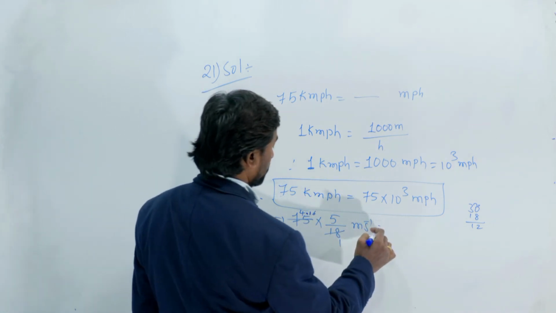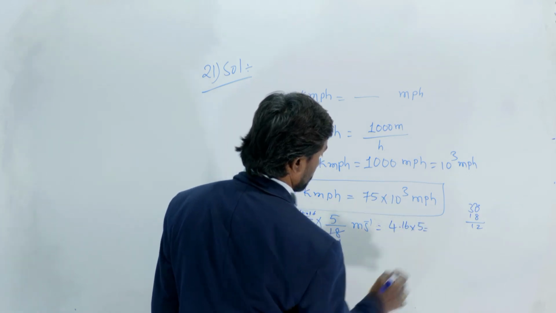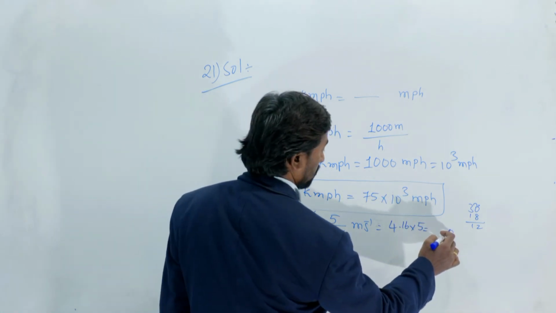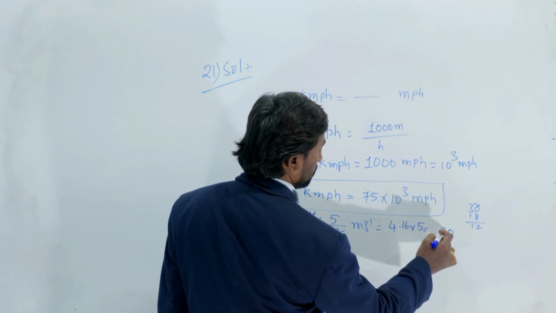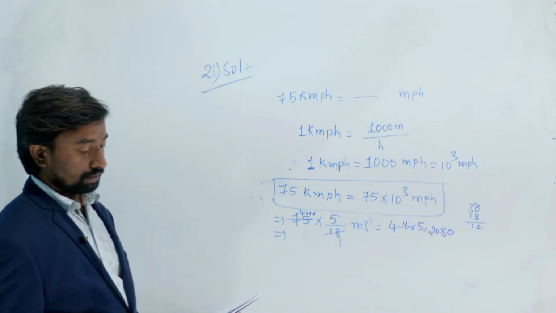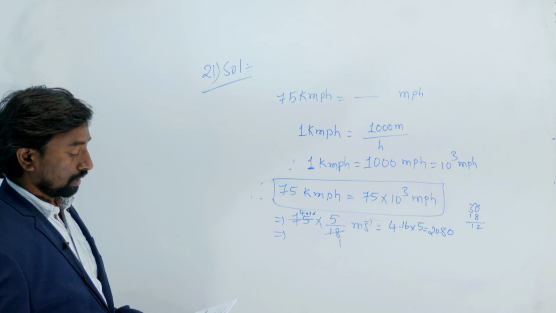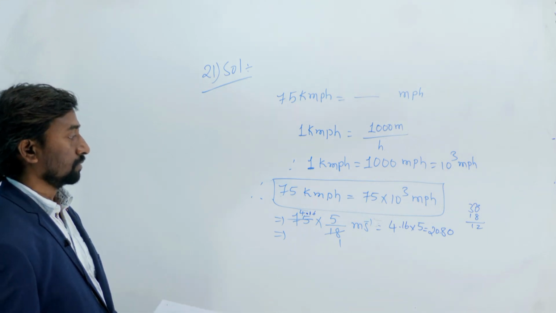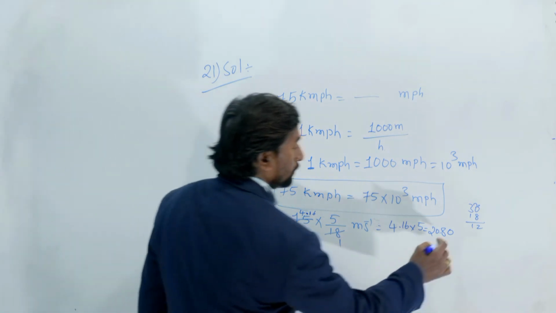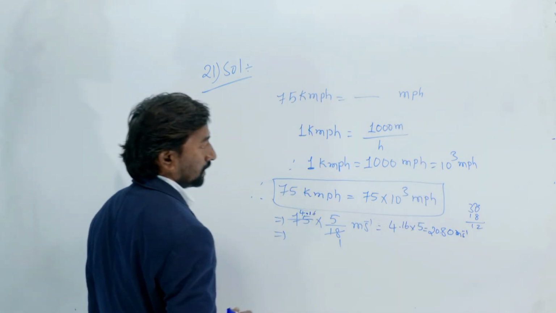So now we should multiply 4.16 into 5. If you multiply, how much do we get? 20.8 meter per second. This is in meters per second.